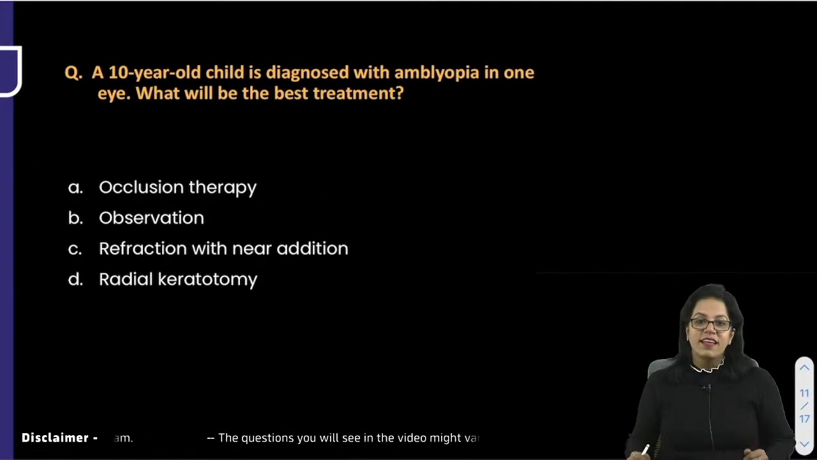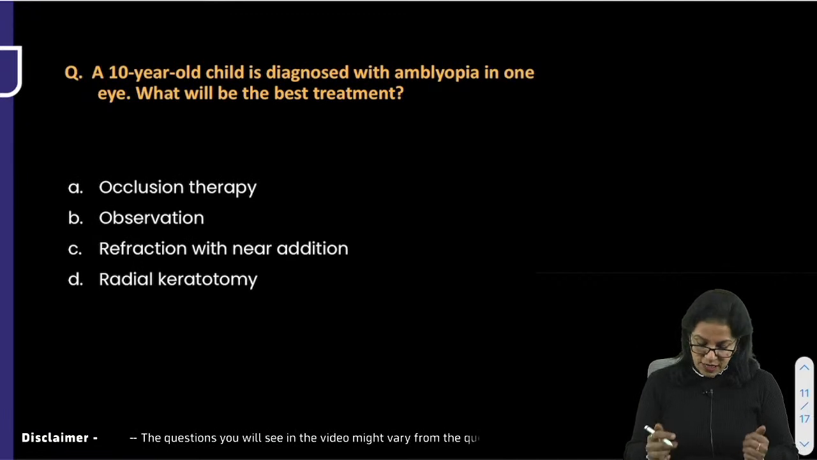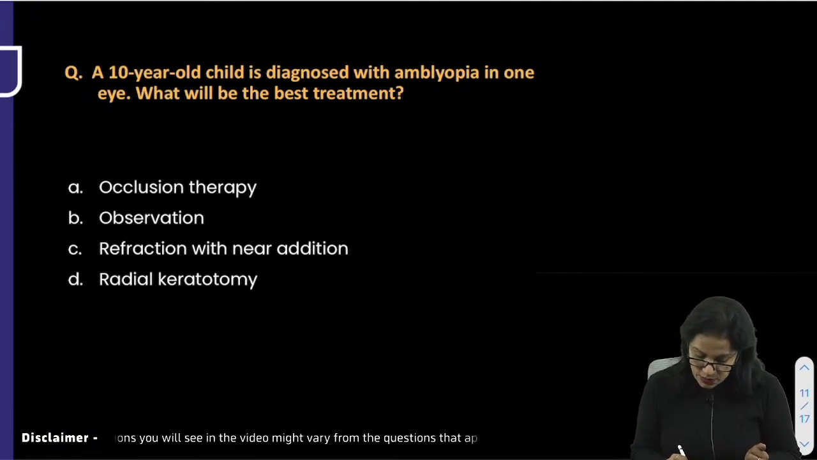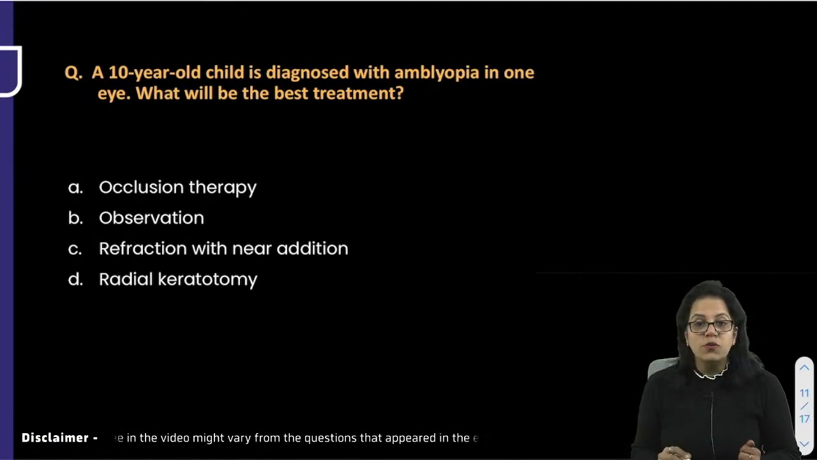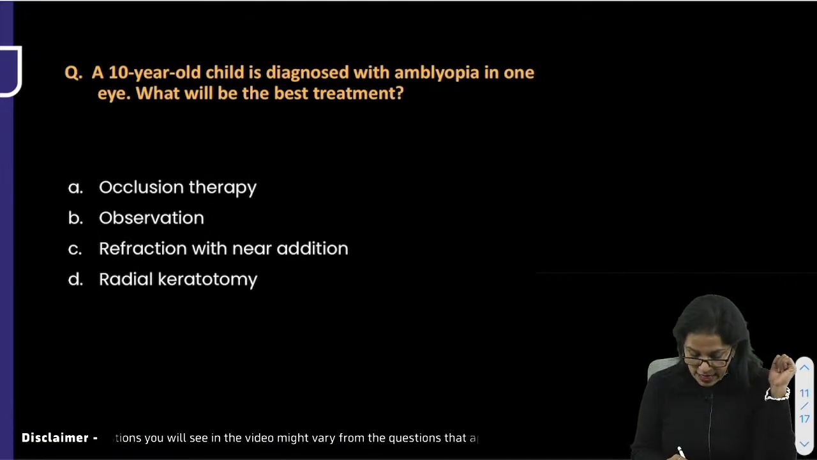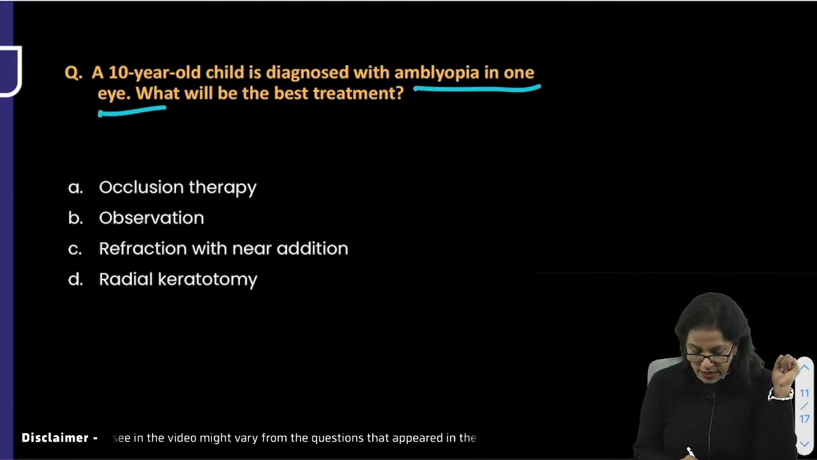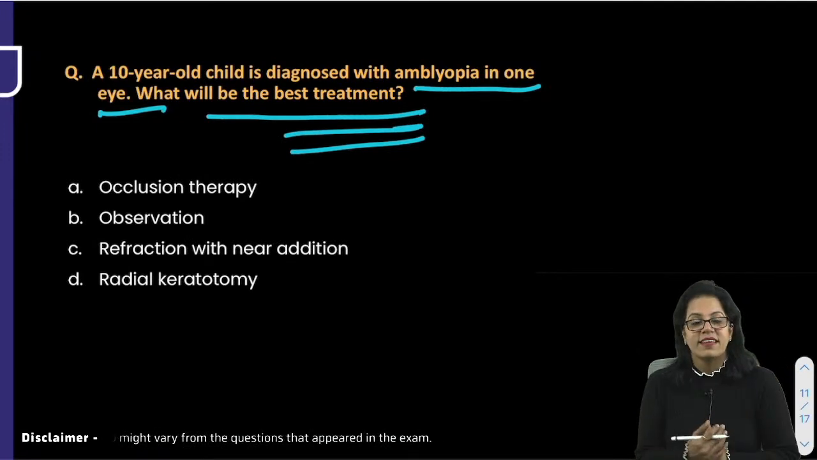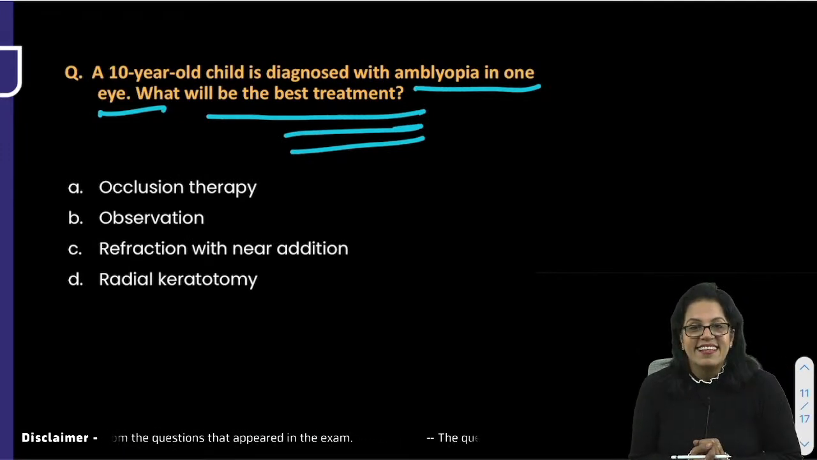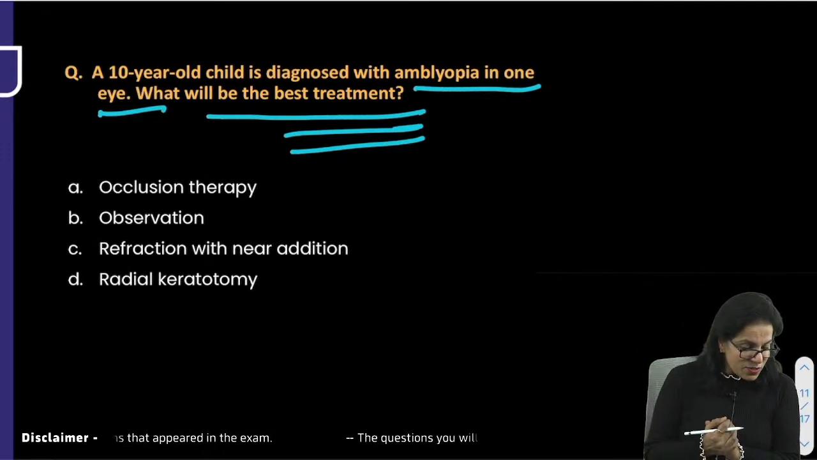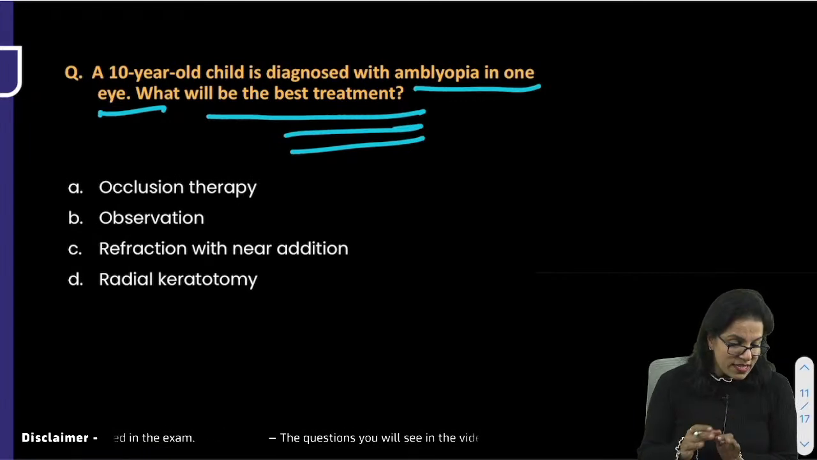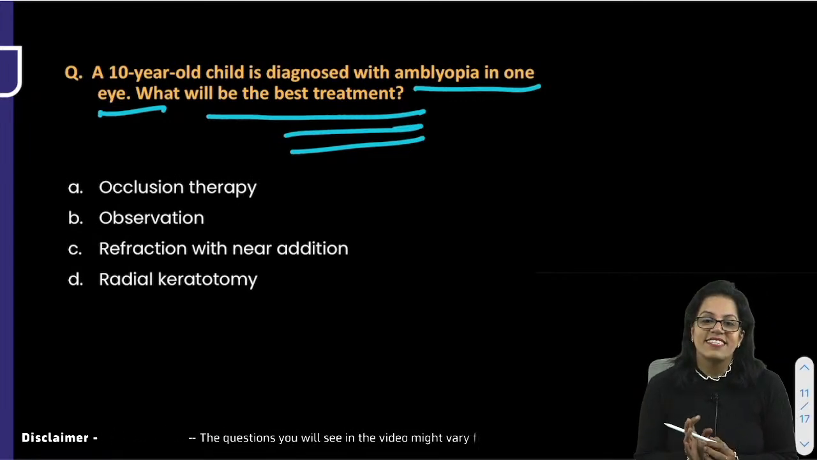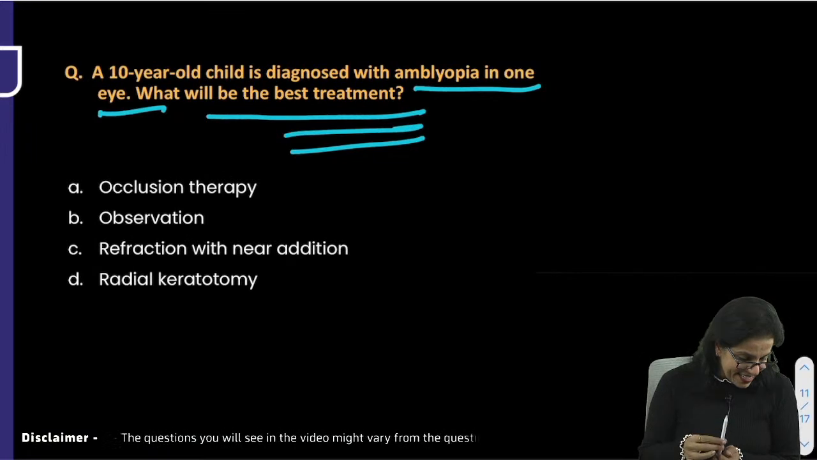Let's go, tell me about this. See, this was the question given to me. The question says a 10-year-old child is diagnosed with amblyopia in one eye. What will be the best treatment? What have you answered? I would like to know this from you all. What have you answered if this was the question? Tell me.